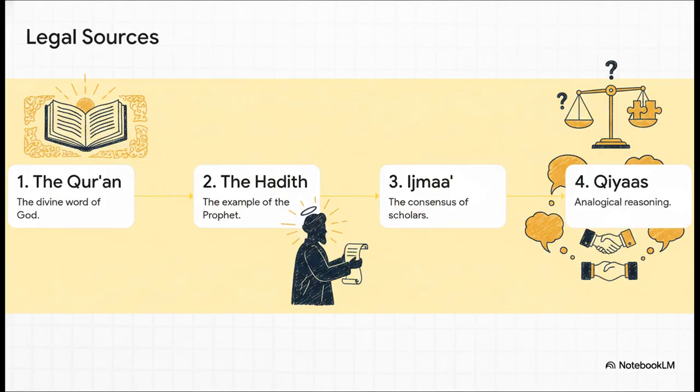First, they always start with the most direct source, the Quran. If there's no explicit answer there, they turn to the example of the Prophet in the Hadith. If the issue still isn't resolved, they look for the ijma, which is the consensus of past scholars. And only for truly new issues do they use the 4th tool, qiyas, or reasoning by analogy.